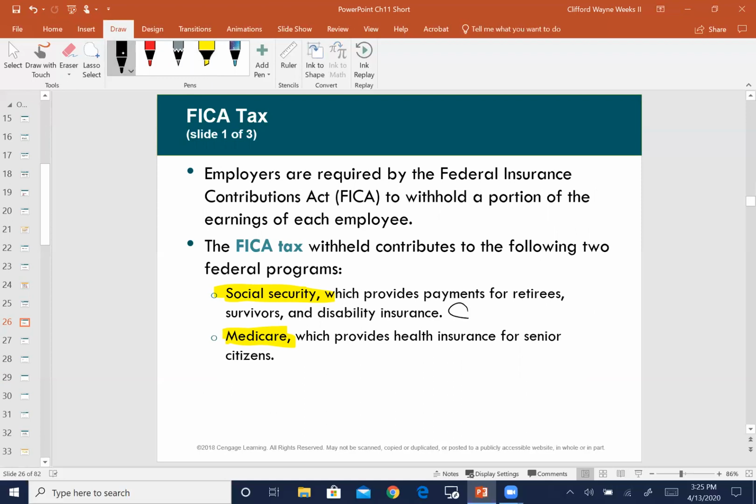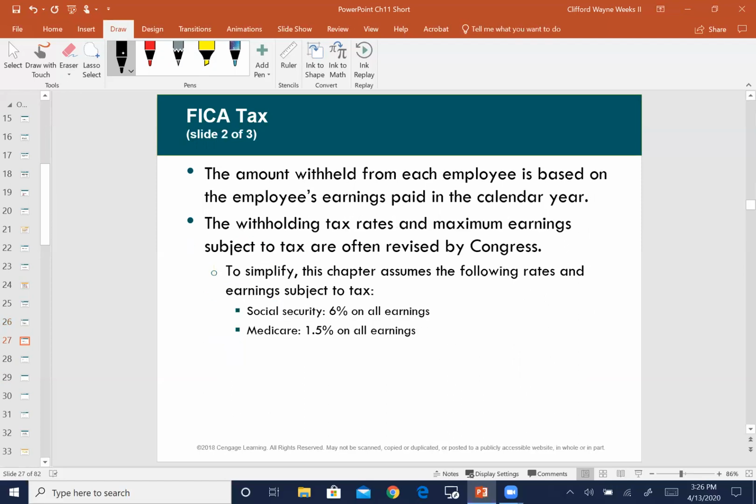Know that this has a cap, which means if you exceed a certain amount, you're not going to have to pay any more Social Security. This one does not. No cap. And this basically is a percentage of your earnings. And so the amount withheld from each employee is based on the employee's earnings paid in the current year. The withholding tax rates and maximum earnings subject to tax are often revised by Congress. To simplify, this chapter assumes that the following rates are subject to the tax. For Social Security, it's 6%, and for Medicare, it's 1.5%.